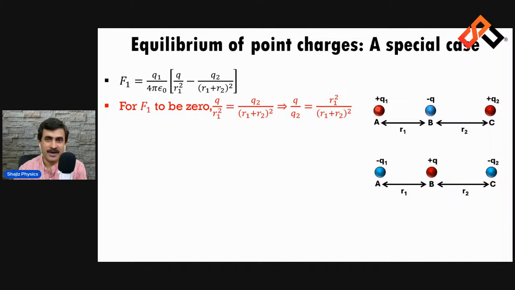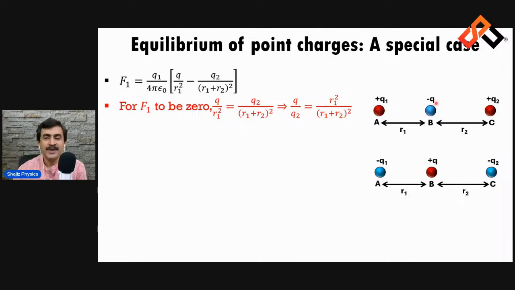So the equilibrium condition of Q1 is determined by the charges Q and Q2, and similarly the distance between them. If the ratio of Q and Q2 is equal to R1 square by R1 plus R2 the whole square, then Q1 will be at equilibrium, which means Q1 will be either at rest or moving at uniform or constant speed. I hope you got the concept clear.